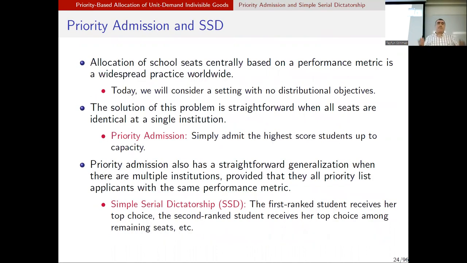Now, allocation of school seats centrally based on a performance metric is a widespread practice worldwide. It's very common, right? The solution to this problem is straightforward when all seats are identical at a single institution. You do priority admissions: people with the highest priority get slots. Priority admission also has a straightforward generalization when there are multiple institutions, provided that they all priority rank applicants with the same performance metric. Then we have simple serial dictatorship. What is important is that both priority admissions and simple serial dictatorship are easy mechanisms to be invented by the layman, and that's why you see them everywhere.